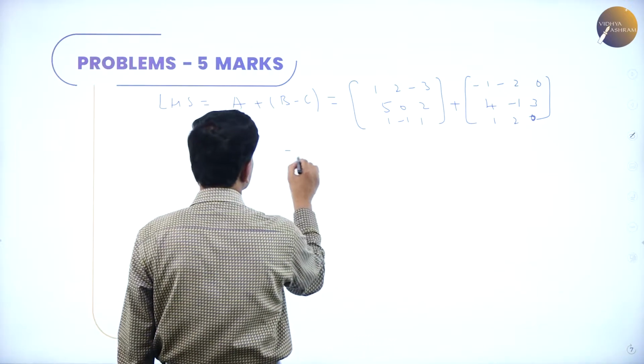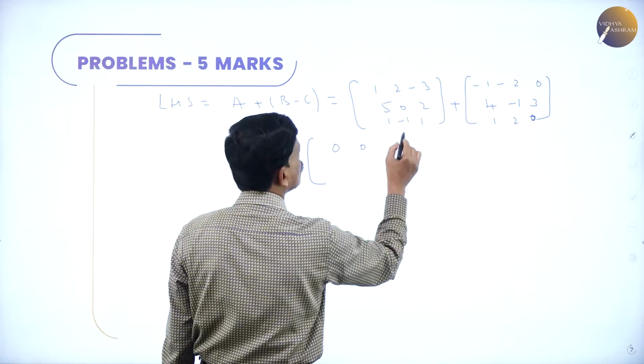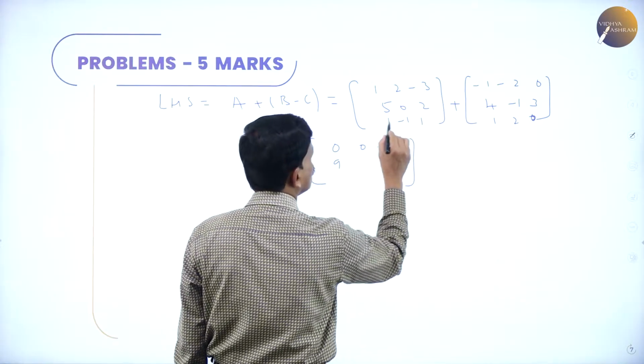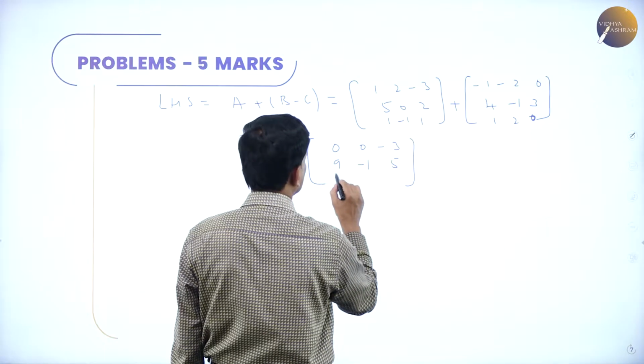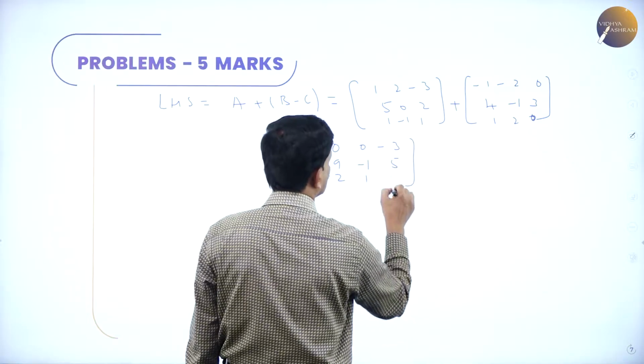Now simplify this. 1 minus 1 is 0. Minus into plus, minus 2 minus 2 is 0. Minus 3 plus 0 is minus 3. 5 plus 4 is 9. 0 minus 1 is minus 1. 2 plus 3 is 5. 1 plus 1 is 2. Minus 1 plus 2 is plus 1. 1 plus 0 is 1.